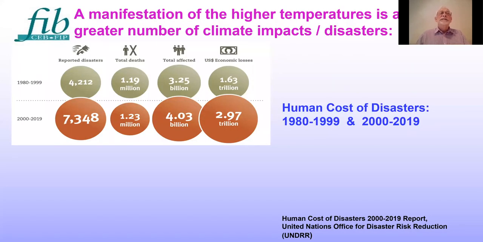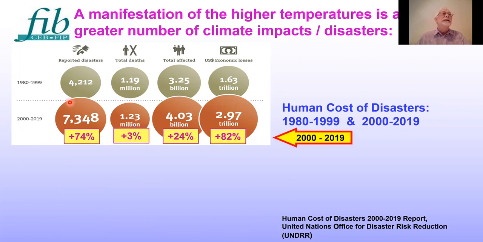But a manifestation of these higher temperatures is a greater number of climate impacts and disasters, and the information presented here comes from the United Nations Office for Disaster Risk Reduction. You'll see that the data is compiled in terms of 2 study periods, 1980 to 1999 and 2000 to 2019, i.e. 2 periods of 20 years.